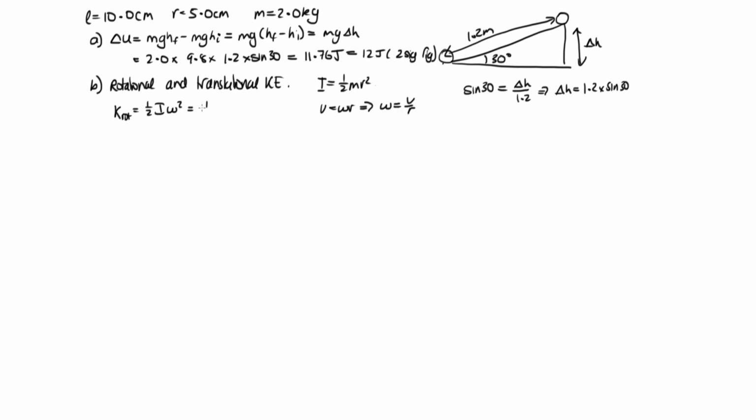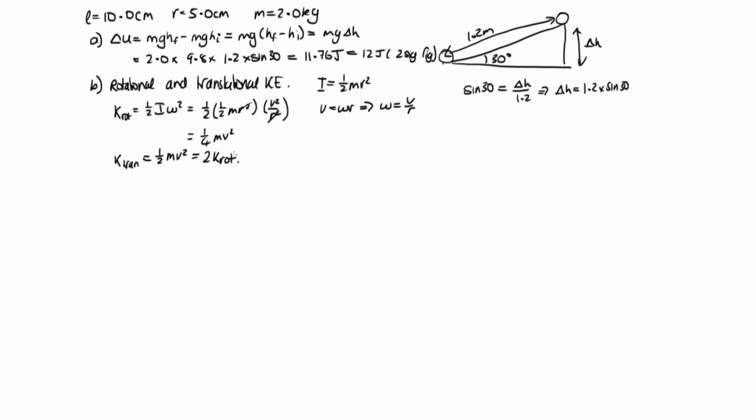So we can write this as a half times a half mr squared times omega squared, which is v squared on r squared. So now you can see our r's are cancelling out, and we've got a half times a half, which is a quarter mv squared. So that's the rotational kinetic energy. The translational is given by a half mv squared. So you can see that a half mv squared is double a quarter mv squared. So this is equal to 2 times K rotational.